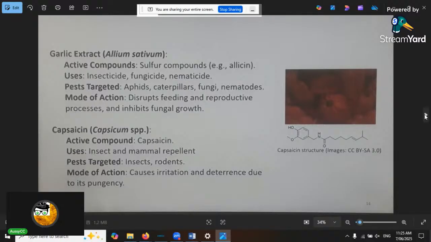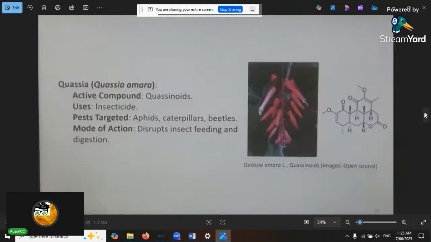Garlic, capsicum. You'll see a few botanicals, I can't remember the name of it now, but they've got it in with those: onion, garlic, capsicum, different things like that. Pepper, oh, that's capsaicin, that's what that is. Quassia, must be something.